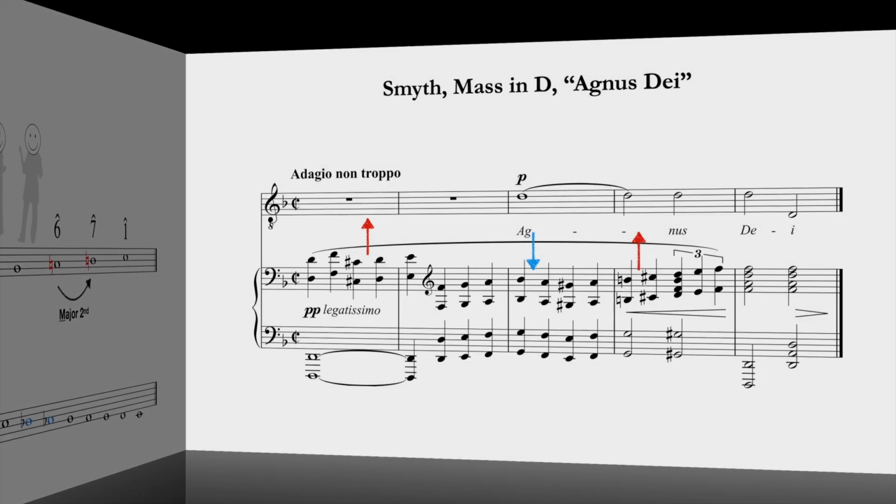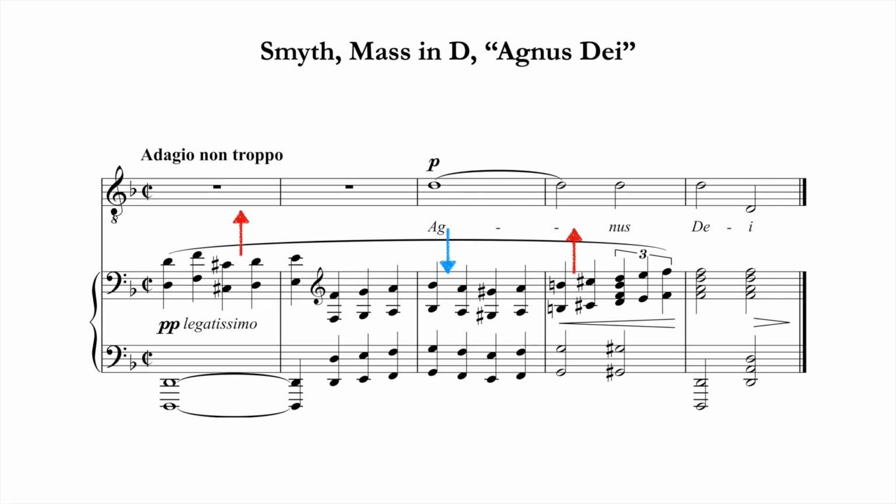The following example by British composer Ethel Smyth illustrates how different versions of the minor scale contribute to a sense of directionality, as illustrated by the arrows on the score.